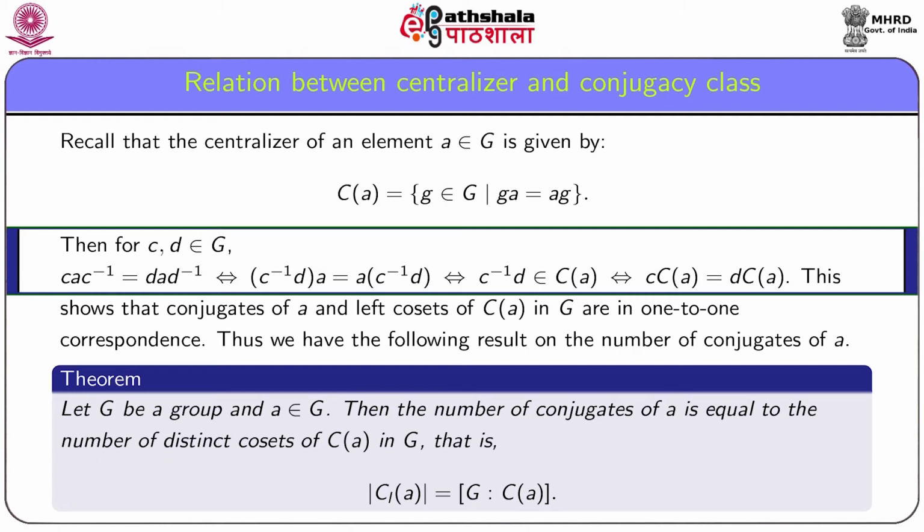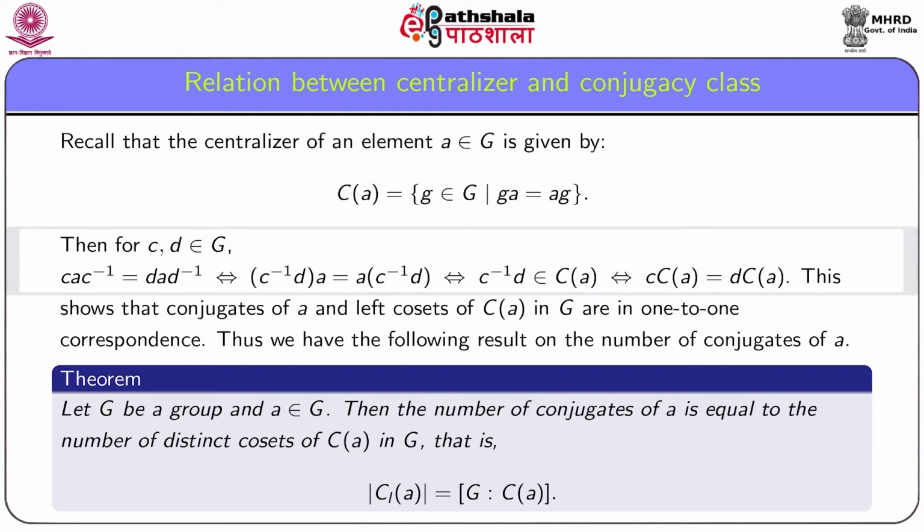Then for c, d in G, cac inverse is equal to dad inverse if and only if we have c inverse d a is equal to a c inverse d, and this is if and only if c inverse d is in the subgroup C(a), if and only if the left coset of c determined by C(a) is equal to the left coset of d determined by C(a).